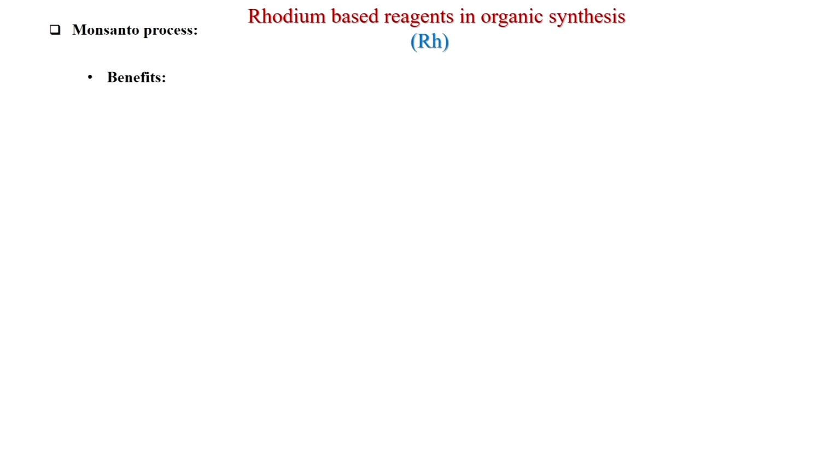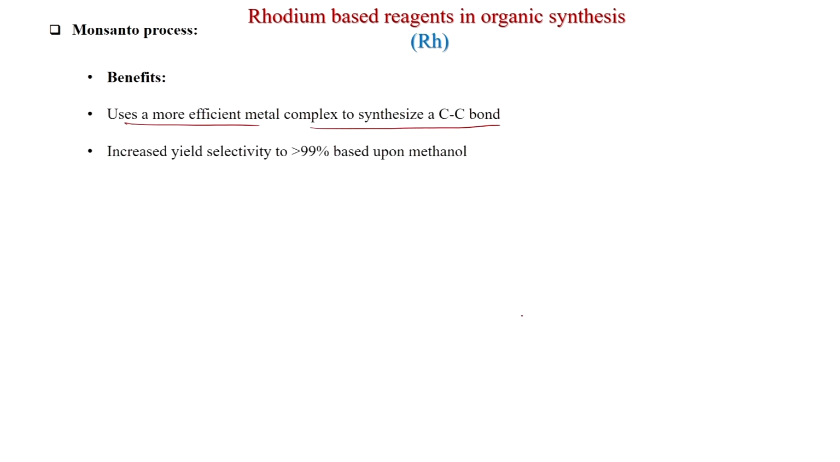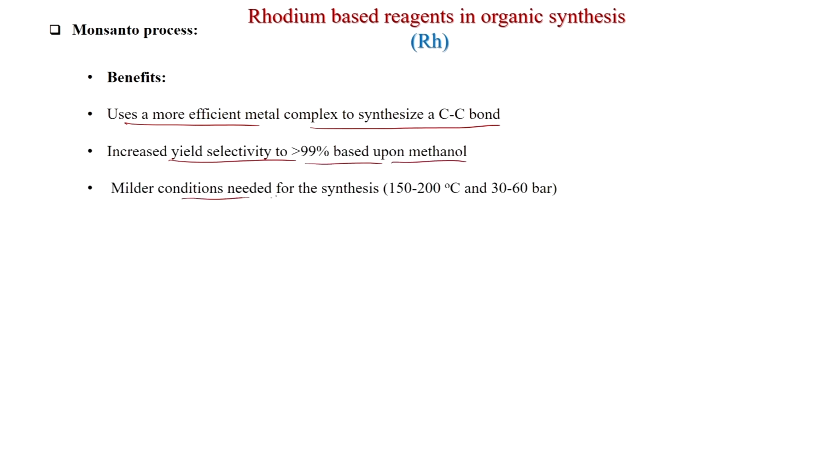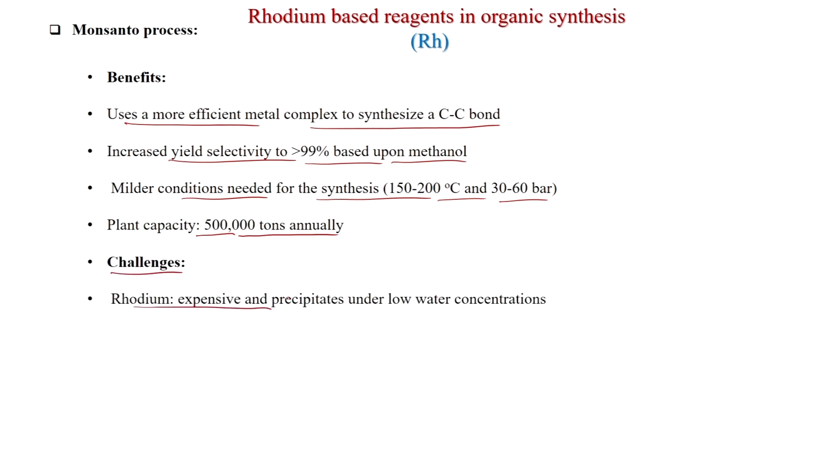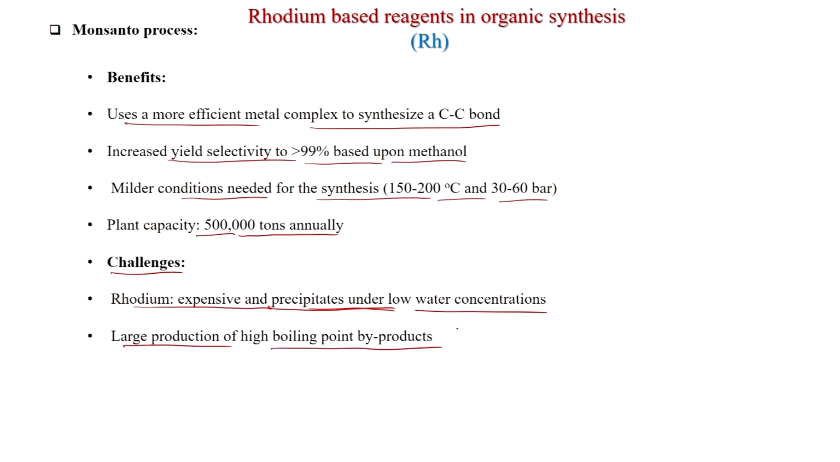So, there are some benefits of the Monsanto process. It uses a more efficient metal complex to synthesize a carbon-carbon bond, with increased yield and selectivity greater than 99% based upon methanol. Milder conditions are needed for the synthesis, 150 to 200 degrees centigrade and 30 to 60 bar, with a plant capacity of 5 lakh tons annually. Challenges: rhodium is expensive and precipitates under low water concentrations, and there is large production of high boiling point byproducts, like HI will form. It was replaced by an iridium catalyst in the late 1990s by BP Chemicals.